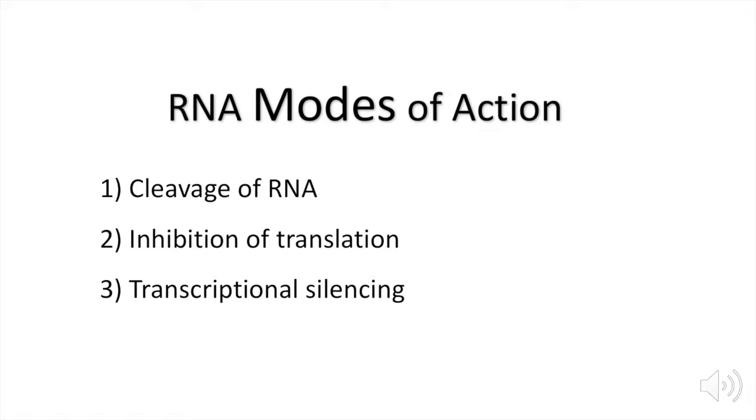Three mechanisms for RNA interference are cleaving of mRNA, inhibiting translation, and transcriptional silencing. These mechanisms can cause a genetic or developmental change in the chromatin structure during translation, determine a cell's fate and census, or cause cell death.